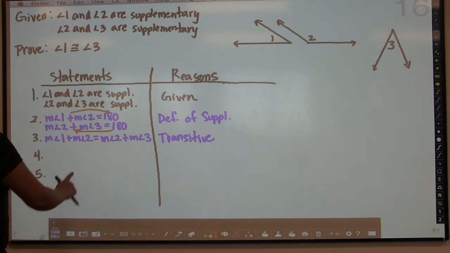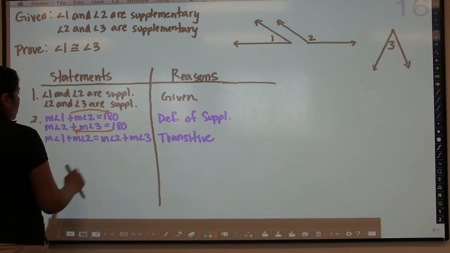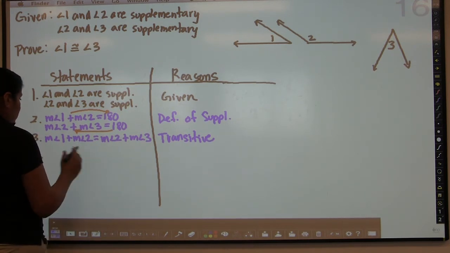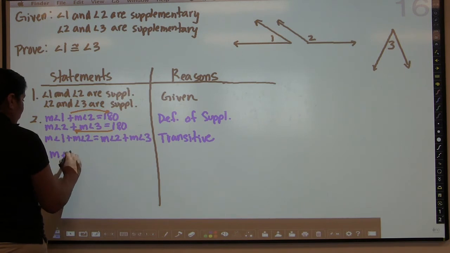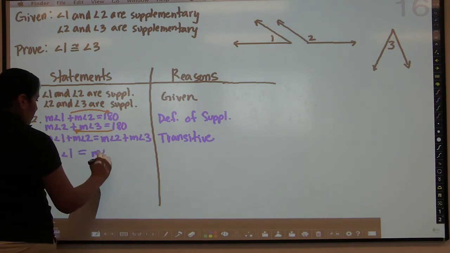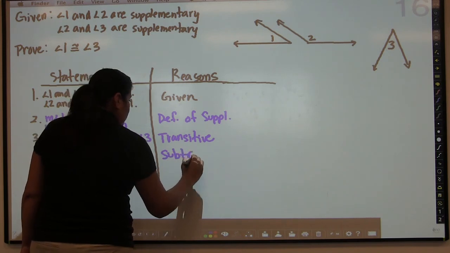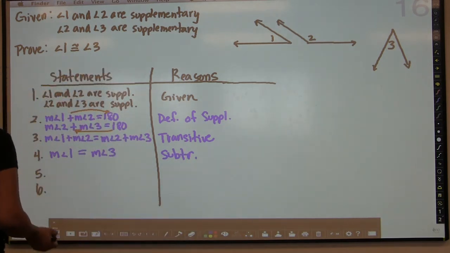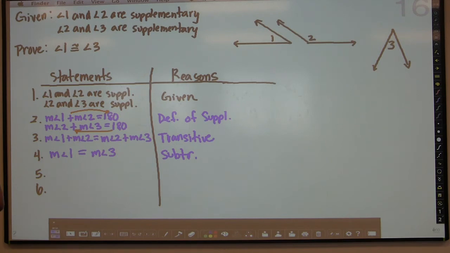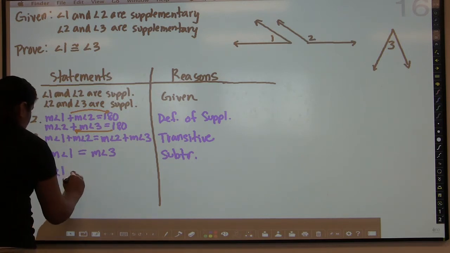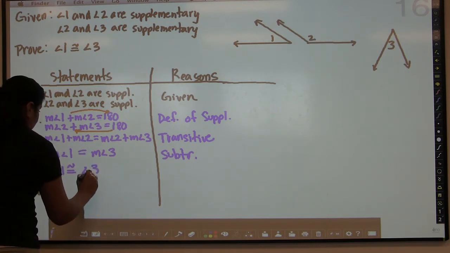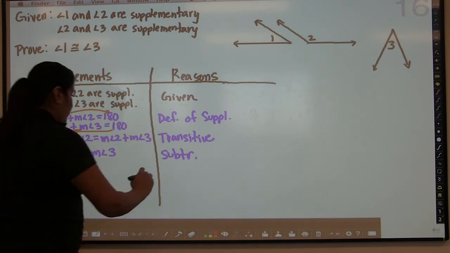And now, since we have an angle 2 on both sides, we can subtract angle 2 from both sides and get that the measure of angle 1 is equal to the measure of angle 3, and that would be the subtraction property. And then, because angle 1 is equal to angle 3, angle 1 is congruent to angle 3, which is the definition of congruence.